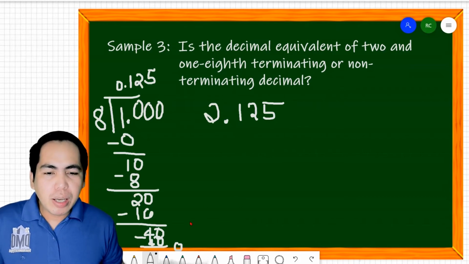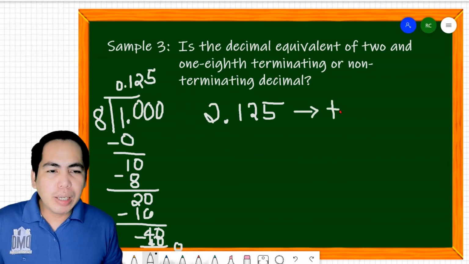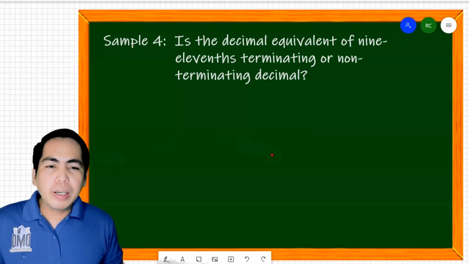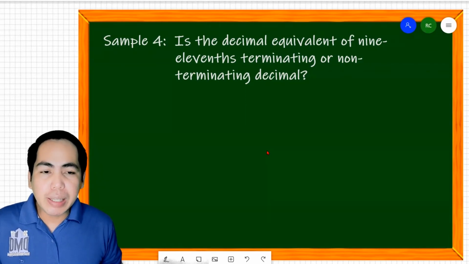Since we have a fixed number of decimal digits, or digits after the decimal point, the decimal equivalent of 2 and 1/8 is a terminating decimal. Let's have example number 4. We have here: is the decimal equivalent of 9/11 terminating or non-terminating?